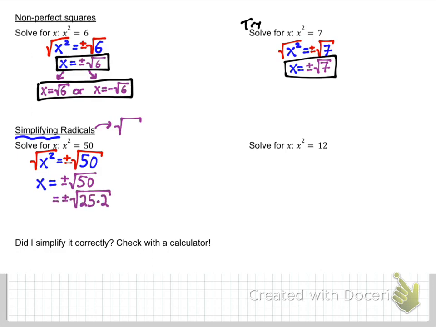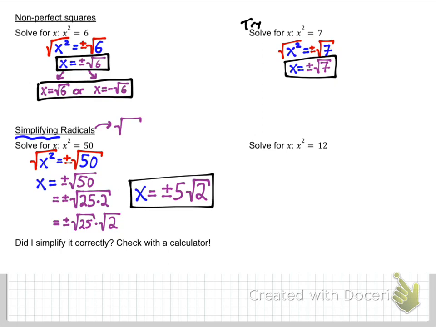Now, you can write 50 like this, 25 times 2. And when you have the square root of two things that are multiplied, that's the same as the square root of one times the square root of the other. In other words, you can break apart the square root just as I did right there. But because we wrote it like that, you can see, wait, the square root of 25? The square root of 25 is just 5. So this is the same as writing plus or minus 5 times the square root of 2. That 25 became a 5. So this is our final answer.